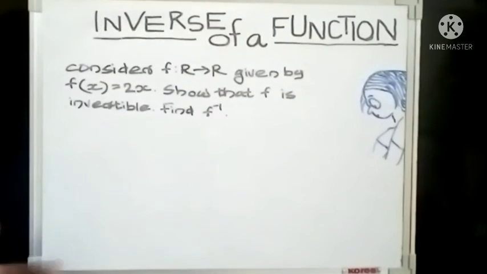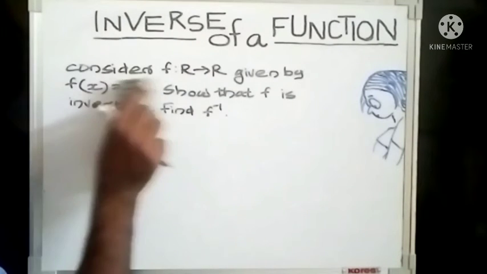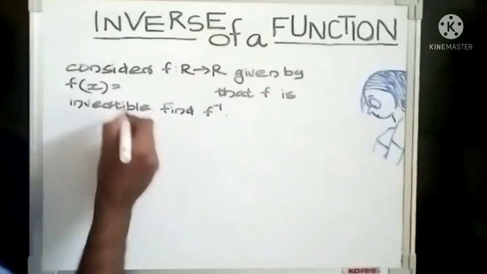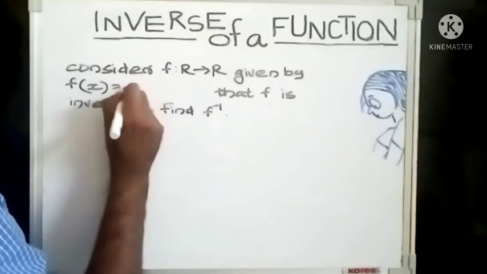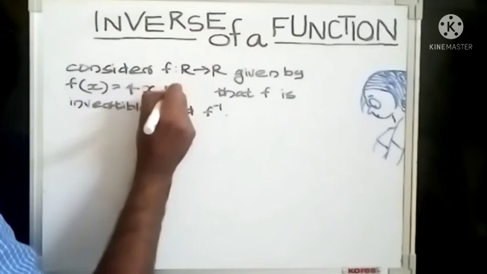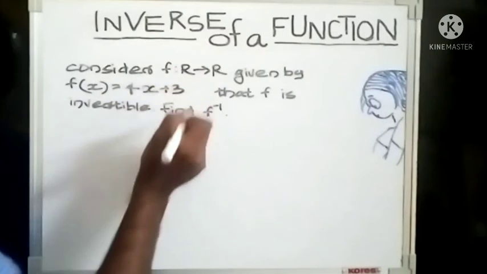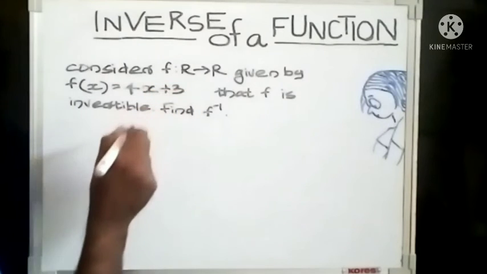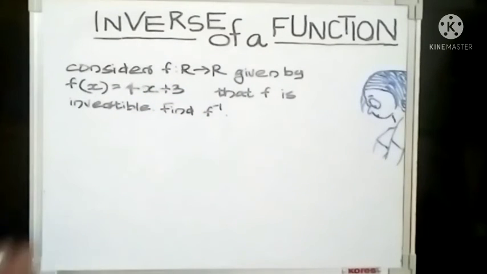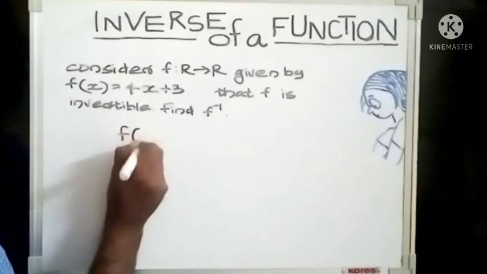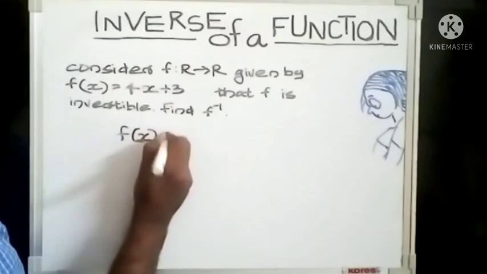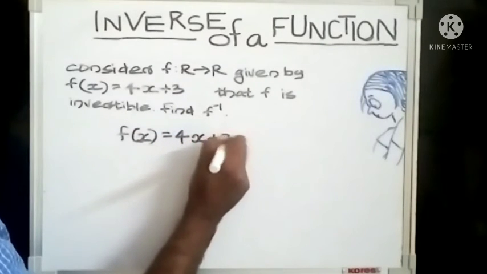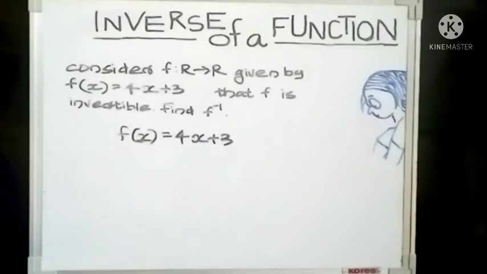And if the question was f of x equal to 4x plus 3 instead of 2x, can you guess the answer? I am not going to do the problem, but we can get the answer simply. We have to prove that the function is one-one, onto, etc. But we are trying to guess the answer.